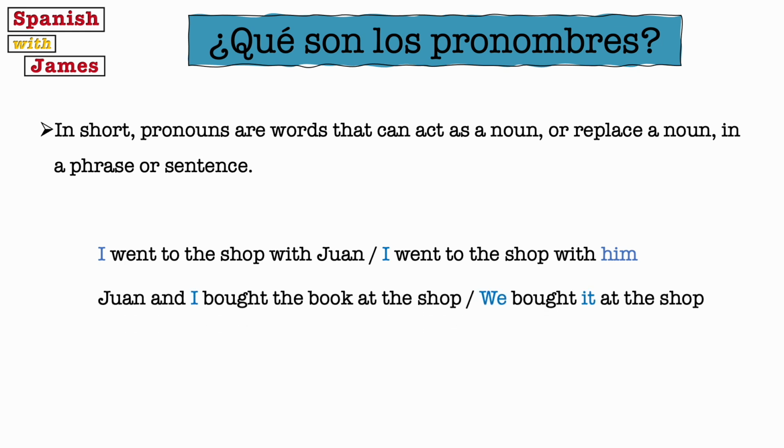If Juan and I bought a book at the shop, I could say we bought it at the shop if the book has already been referred to. If it's our book, I could say, yeah, it's ours. Ours is replacing our book. If we bought it ourselves, then ourselves is also a pronoun referring back to us to specify that we're the people who did the buying. So these are all different types of pronouns.